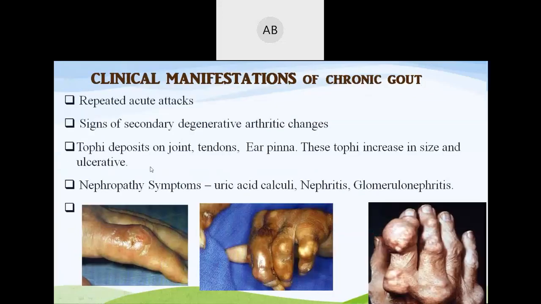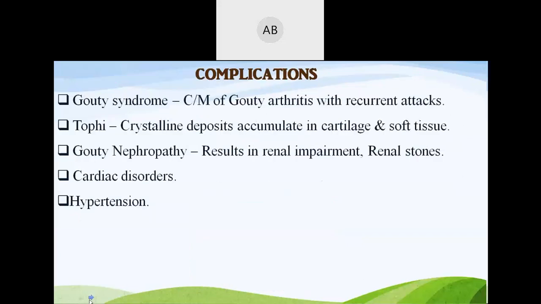Other than that, you can also see that the tophi or the uric acid crystals may deposit in the tendon or even in the ear pinna. Here you can see in the figure, this is all tophi. They will increase in size and it also may result in ulceration. Next is nephropathy symptoms. I already told you, uric acid crystals may deposit in the kidney and it may result in renal calculi or renal stones. Nephritis and glomerulonephritis also may result. There can be inflammation of the nephrons as well.